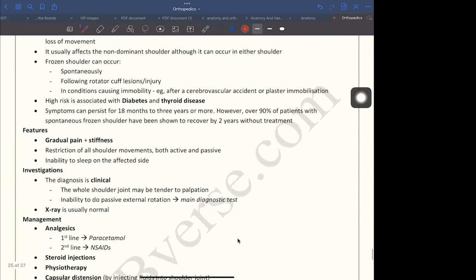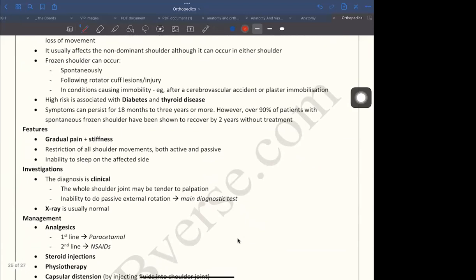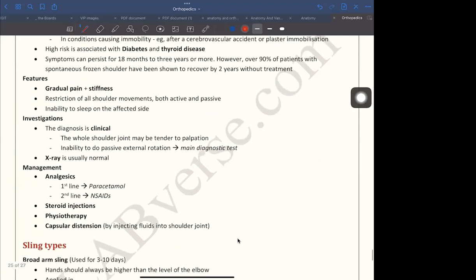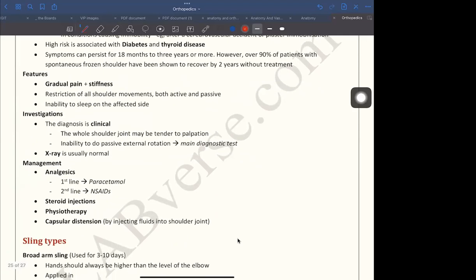There is gradual pain and stiffness in this area. There is also restriction in shoulder movements, both active and passive, and sleep can be affected. The diagnosis is clinical, and the X-ray is usually normal. You give them analgesia, a steroid injection, physiotherapy, and capsular distension, which can be done by injecting fluids inside the joint.